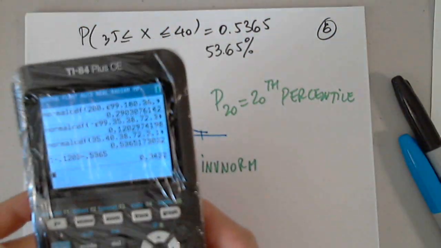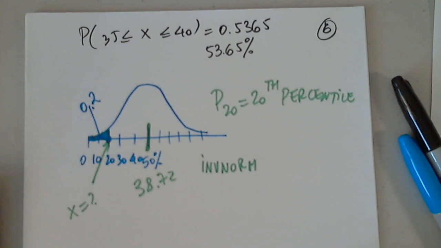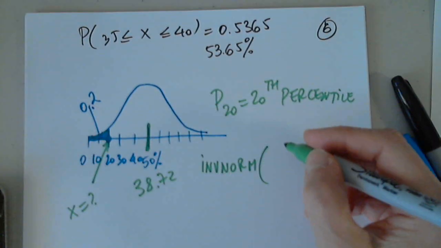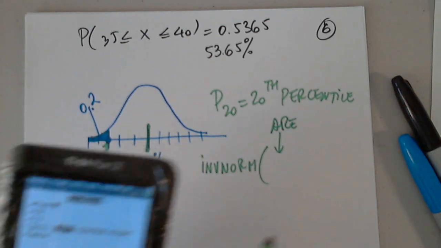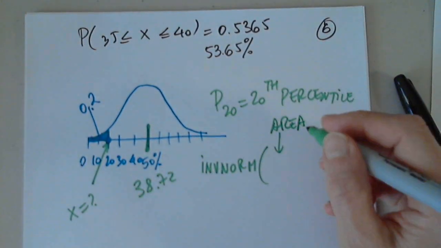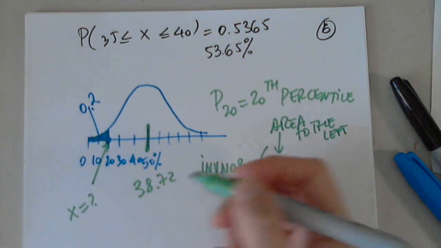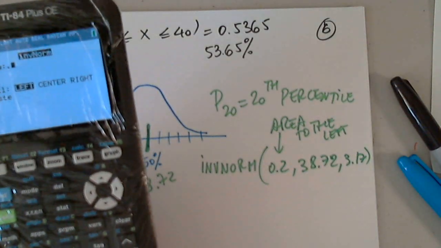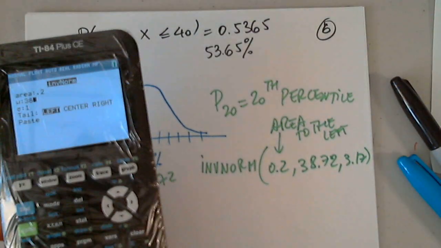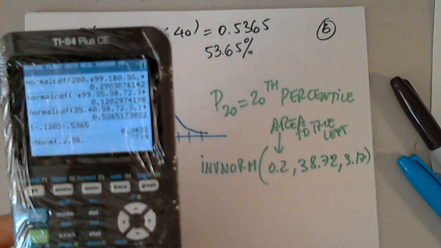The feature in the calculator, once again, is with inverse distributions. Go to number 3, inv norm. For the inv norm, we have to enter the area to the left, always area to the left. On some calculators there are other options. The area to the left is 0.2. Of course, the mean again, and the standard deviation, which was 3.17. That's the syntax for inv norm. So the area is 0.2, the mean is 38.72, and the standard deviation is 3.17. And yes, it's the left, and I paste.